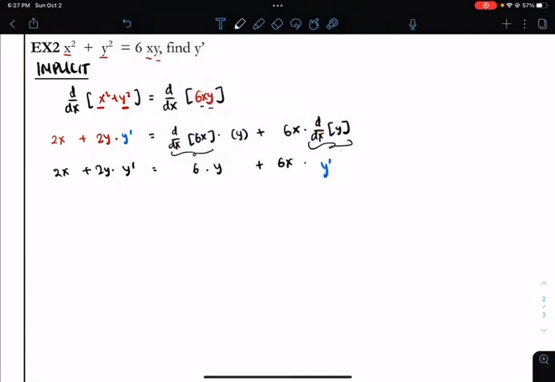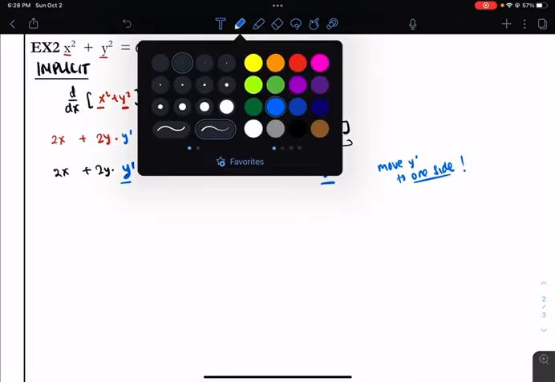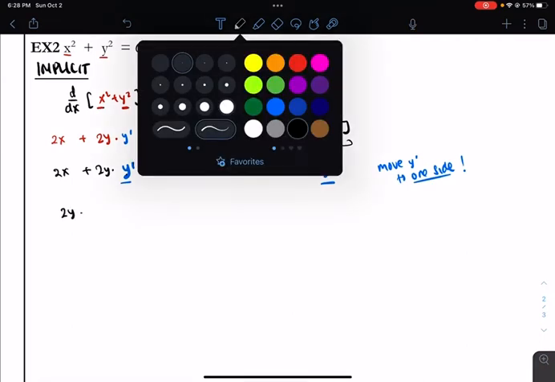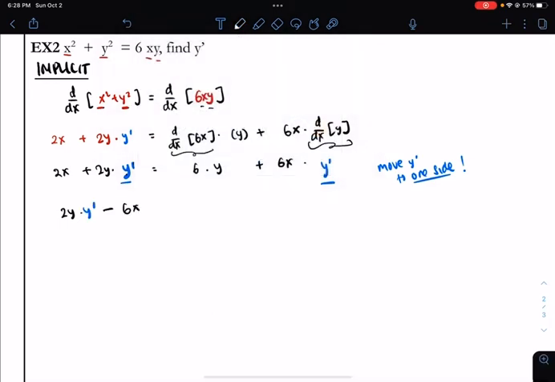There you go. Now what I'm going to do is change this to blue to make all the y prime terms go to one side. I'm going to move all the terms that have y prime to the left. So it's going to give me 2y y prime minus 6x y prime. And I'm going to move the other term to the right, so it gives me 6y minus 2x.